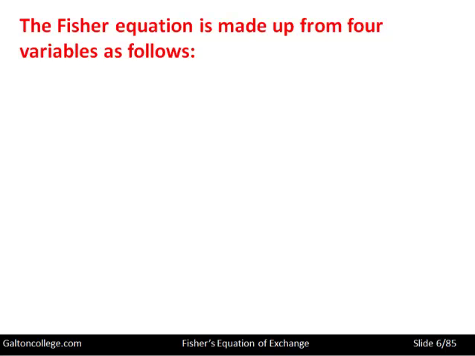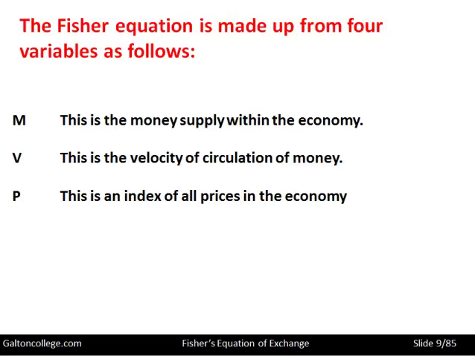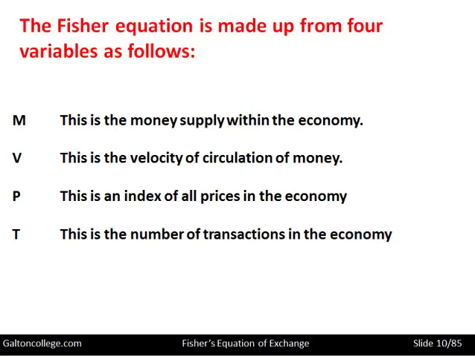Now, the Fisher equation is made up from four variables as follows. M is the money supply within the economy. It's the amount of money in the economy, M. V is called the velocity of circulation of money. We'll talk about it again in a moment, but just to say something about it here, it's the number of times a unit of money is used. It's the velocity of circulation. It's the number of times that a unit of money is used to transact. P is an index of all prices in the economy. That means raw materials, semi-finished goods, finished goods, all prices. And T is the number of transactions in the economy, the total number of transactions in the economy.